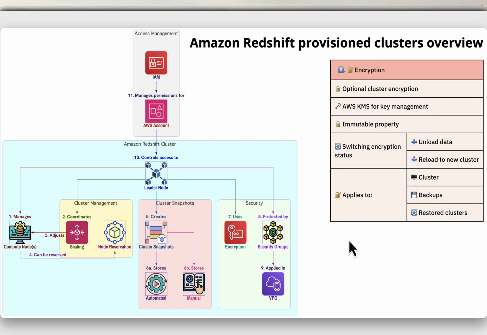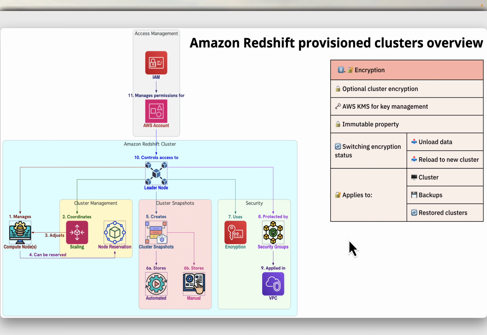Encryption. When you provision the cluster, you can optionally choose to encrypt the cluster for additional security. When you enable encryption, Amazon Redshift stores all data in user created tables in an encrypted format. You can use AWS Key Management Service (KMS) to manage your Amazon Redshift encryption keys.